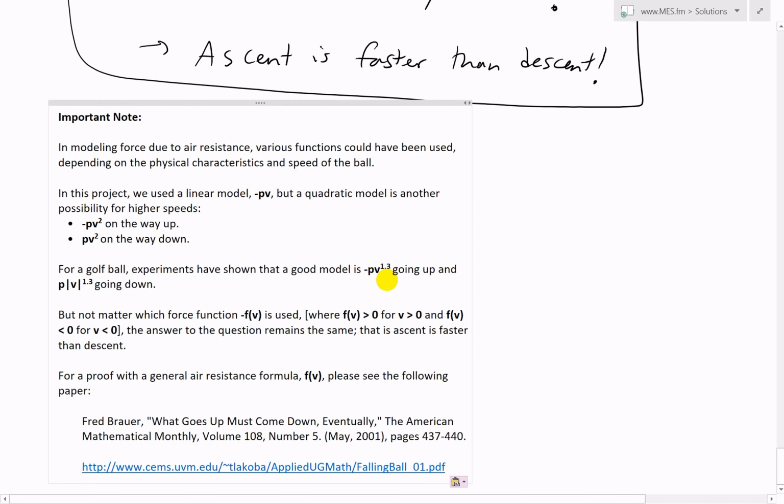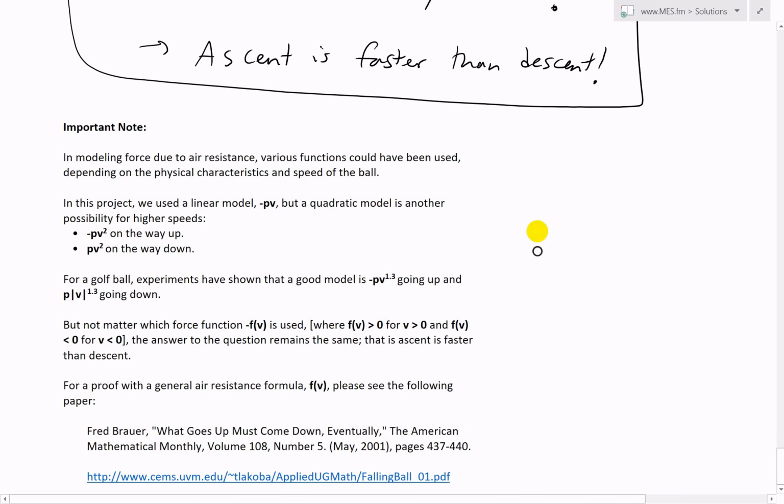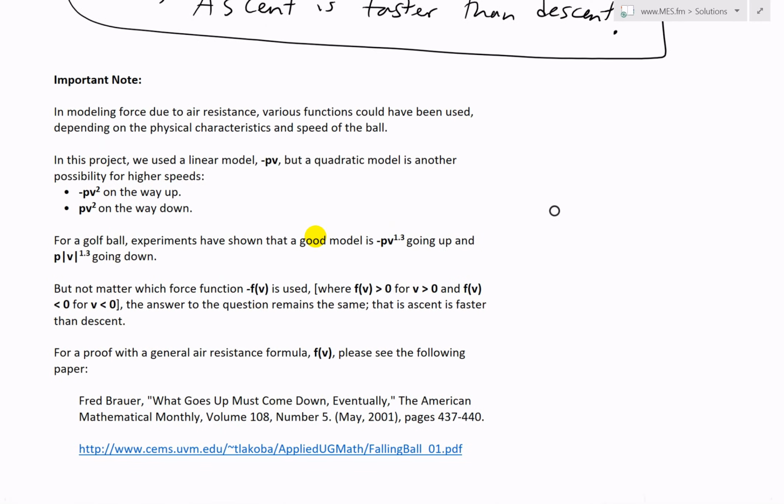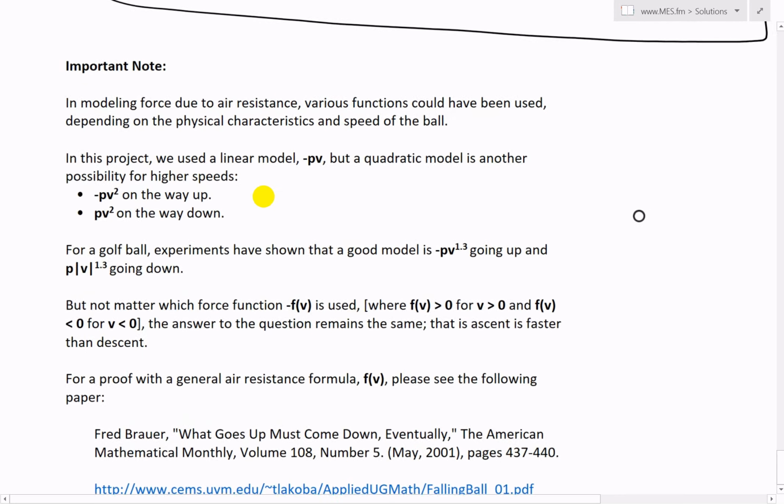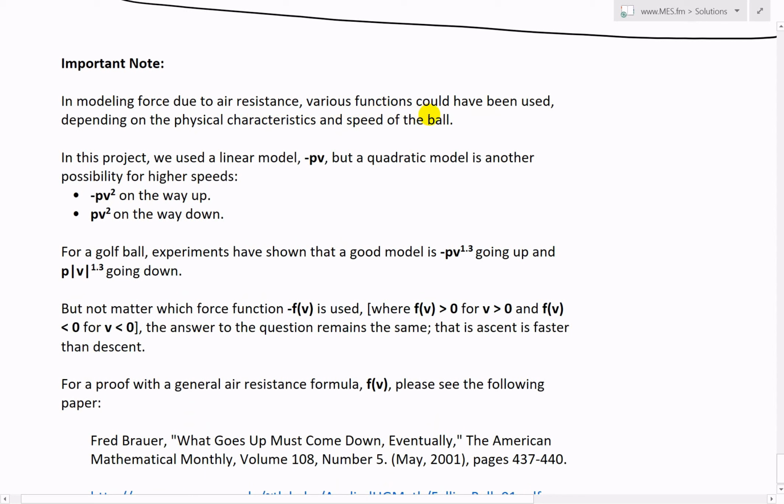And here, I'll paste another important note that my calculus book has on this applied project. It states, in modeling force due to air resistance, various functions could have been used depending on the physical characteristics and speed of the ball. This project used a linear model, which was negative p times v, where p is the coefficient of air resistance, times the velocity of the ball, and it's negative because it's always opposite to the direction of motion of the ball.